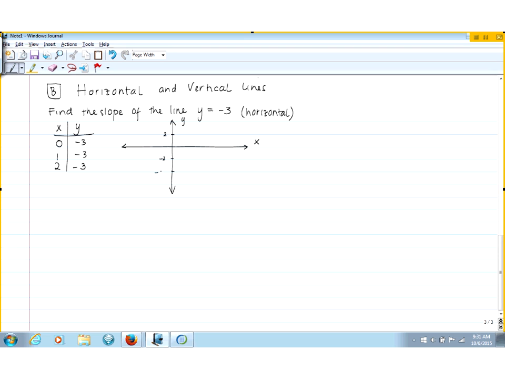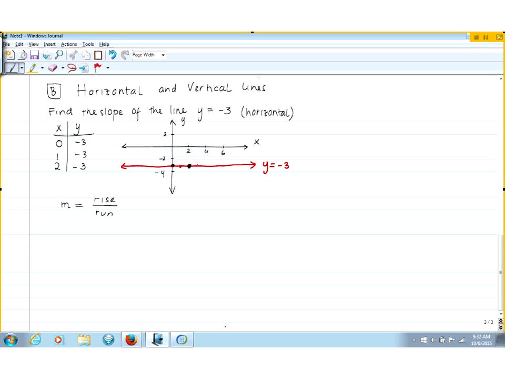So x, y. So 0, -3 is here. 1, -3 is here. 2, -3 is here. So yes, it is a horizontal line. Now, what is the slope? What is the slope of these horizontal lines? It is rise over run.